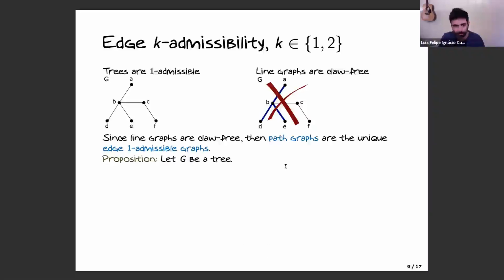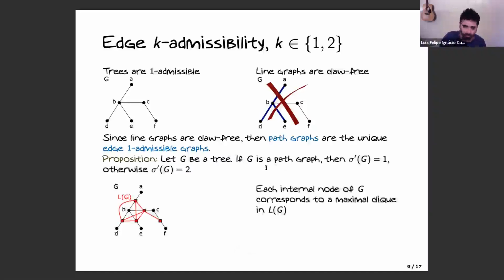Considering trees in general, let G be a tree. If G is a path graph, then what we have proved here, this simple observation, is that the edge stretch index of a path is equal to 1. Otherwise, if G is an arbitrary tree, then the edge stretch index is equal to 2. So how can we prove this result?